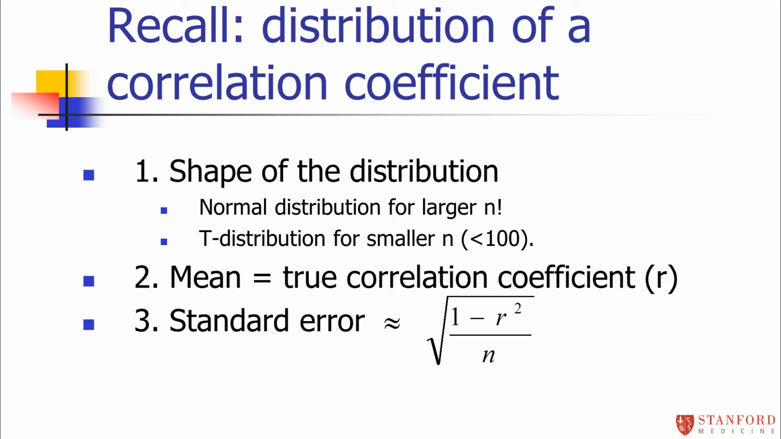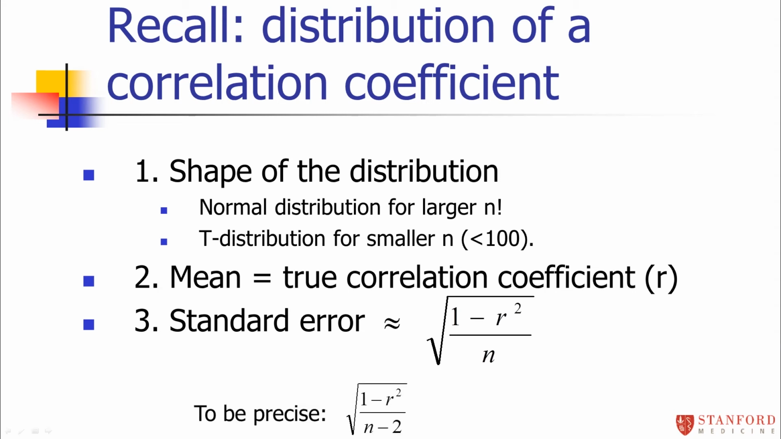It turns out that the correlation coefficient, like all things when we're dealing with means, has a normal distribution for large n and a t-distribution for small n. It's a t-distribution throughout, but as soon as your n is greater than 100, you might as well call it a normal. The mean of the distribution of a correlation coefficient is going to be the true correlation in the real world, the true value. The standard error for a correlation coefficient, I told you, was roughly the square root of 1 minus r squared divided by n.